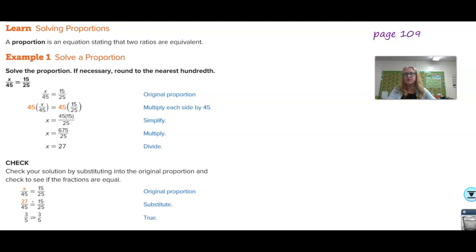Now, first of all, let me just say that I have an issue with the way they're telling you to solve proportions. This is not how I teach solving proportions. So I'm going to do this example, but I'm going to do it my own way because I don't like their method. All right, when you have a proportion, x over 45 is equal to 15 over 25.